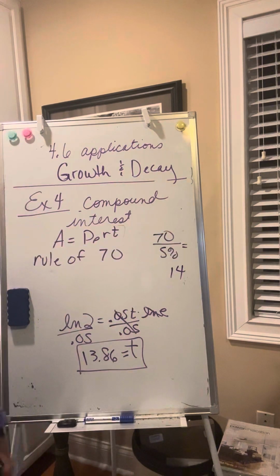70, now why would that work? Let's all check. What is ln of 2? Doubling time, we were doing ln of 2. And let me see, what is that?